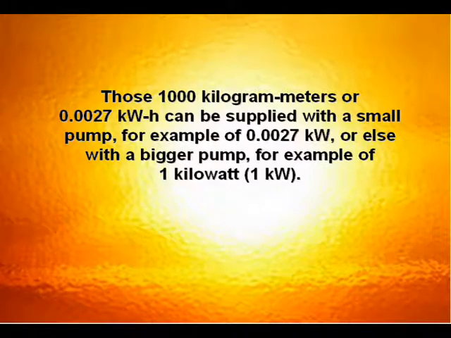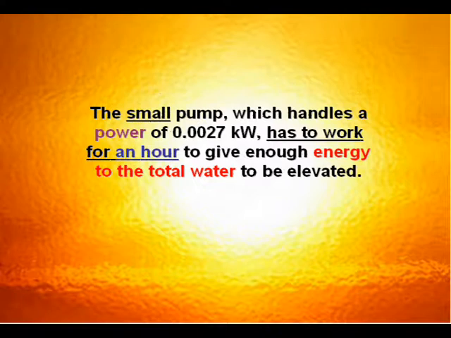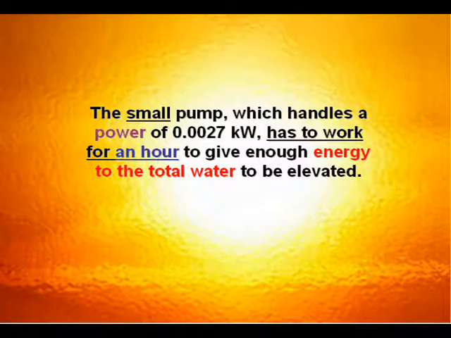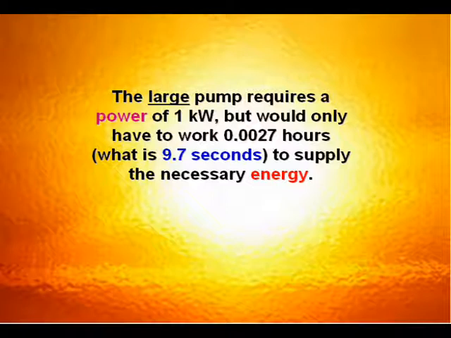Those 1,000 kilogram meters, or 0.0027 kilowatt-hour, can be supplied with a small pump, for example of 0.0027 kilowatt, or else with a bigger pump, for example of 1 kilowatt. The small pump, which operates at a power of 0.0027 kilowatt, has to work for an hour, to give enough energy to the total water to be elevated.